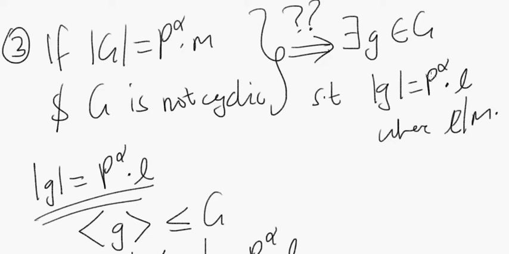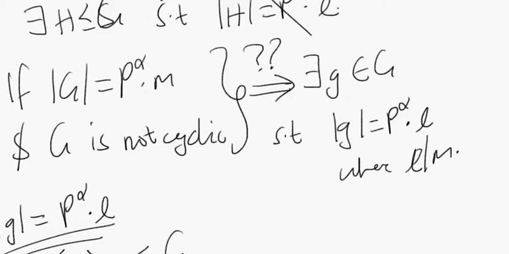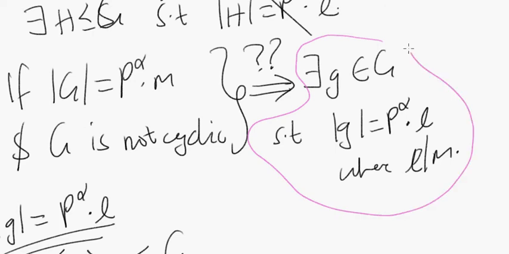But again, this still begs the question. This is all nice and good, but how do we know that we can always find an element, if G is not cyclic and the order of G is p to the alpha times m, how do we know we can always find an element whose order is p to the alpha times L? How would we go about proving such a statement is the question, right?